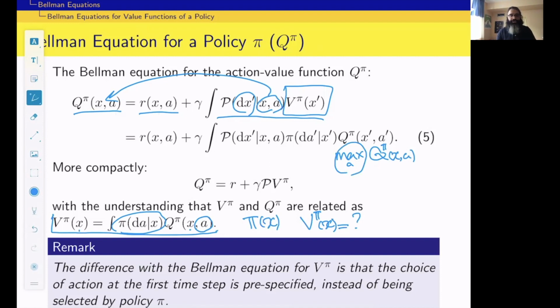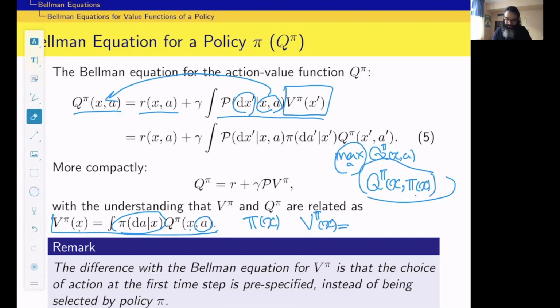But there is another suggestion, which is q of x and pi of x. This is basically saying that at state x, I choose action according to pi, so it would be pi of x, and then I just compute the value of it. So that's the correct answer here when we have a deterministic policy. Okay, that's good.